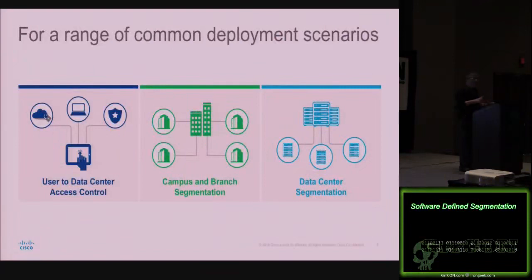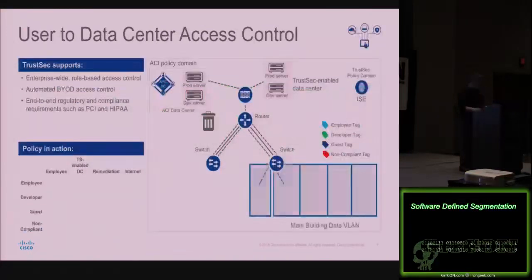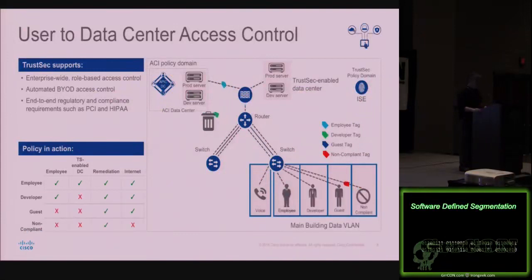So let's take a look at how we commonly use security group tags in 3 different scenarios. We're going to look at a user to a data center, a campus and branch, and then a data center to data center, or inside of a data center. So the first one is user access to a data center. I'm going to flip through some of these.